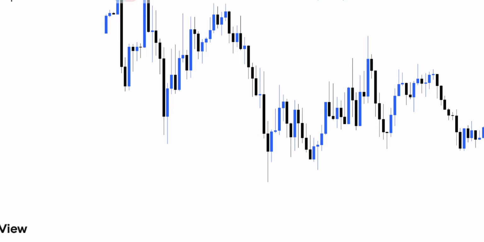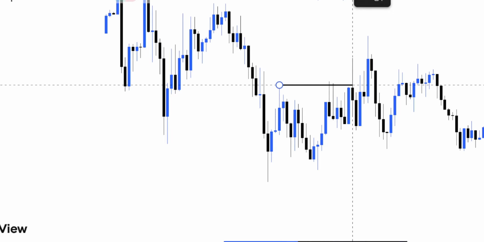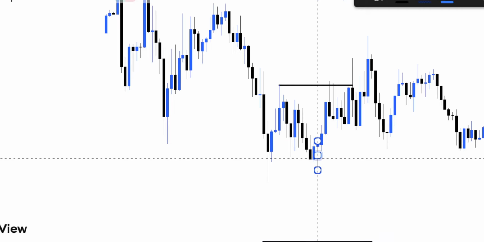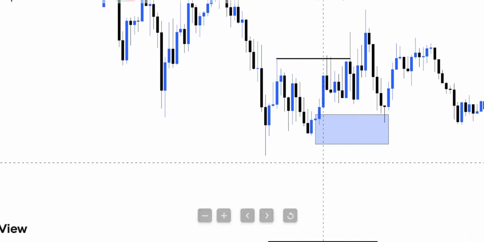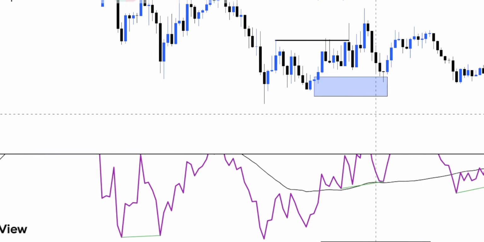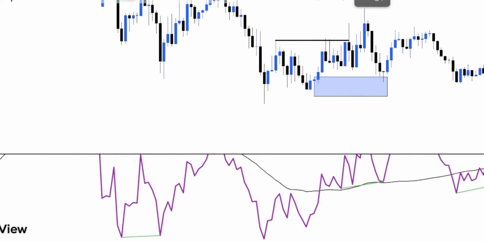Let's look at another example. We have here a break of structure. We have imbalance, of course. Our demand. Let's look at the indicator. This time we are looking for the lead. As you can see, here's our lead. It's very simple to use and powerful. This strategy can give you high RR and high win rate.